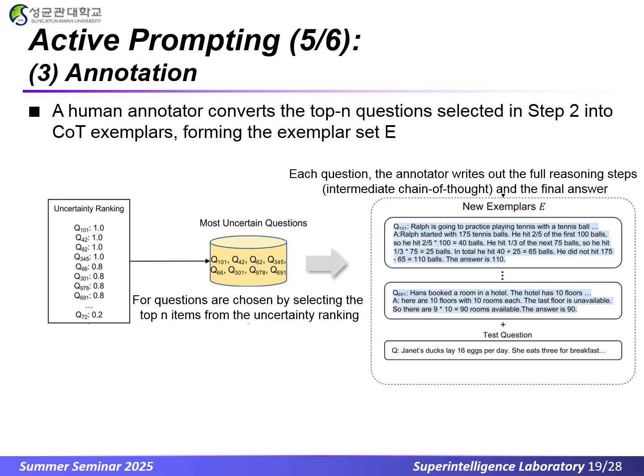Step 3, Annotation. In this step, a human annotator takes the top-n questions from our uncertainty ranking and converts them into COT exemplars, forming the exemplar set E. On the left, you see our most uncertain questions, those that the model struggled with the most. For each one, for example Q101 and Q691, the annotator writes out the full chain of thought reasoning followed by the final answer. These annotated QCOTA pairs become our new exemplars E, which we'll add to every test question in the next inference step to guide the model's reasoning.